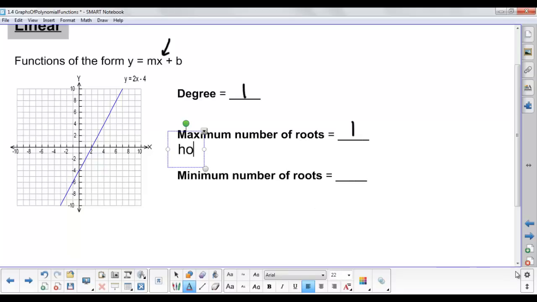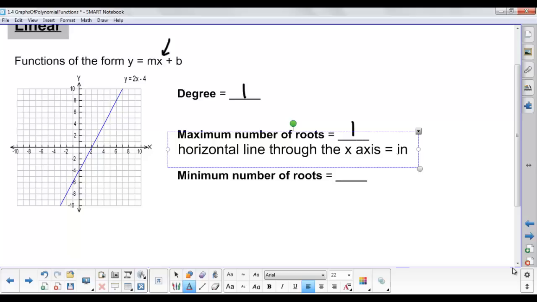If you had a horizontal line that goes through the x-axis, then you would have an infinite number of roots.